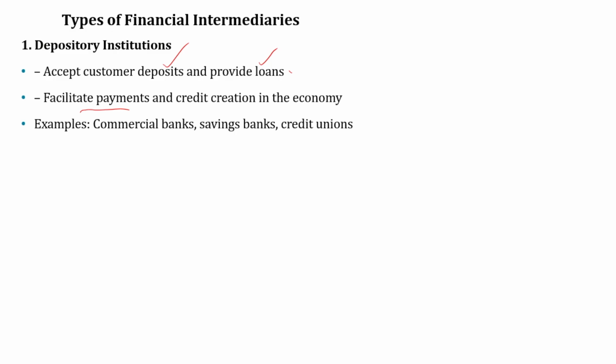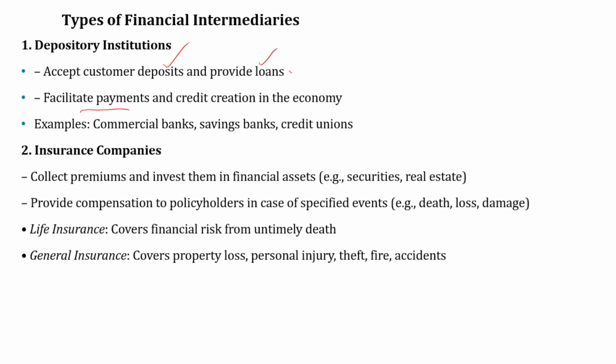Then another type of financial intermediary is insurance companies. Insurance firms operate by collecting premiums and investing them in financial assets, such as securities or real estate. In return, they promise to compensate policyholders when certain specified events occur, such as death, loss, or damage. There are two major types of insurance companies. That means broadly, insurance companies can be categorized into two.